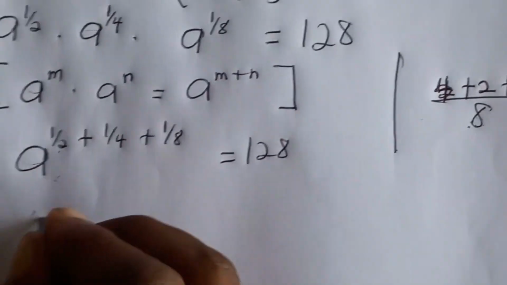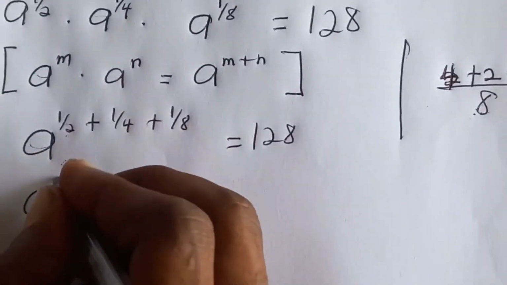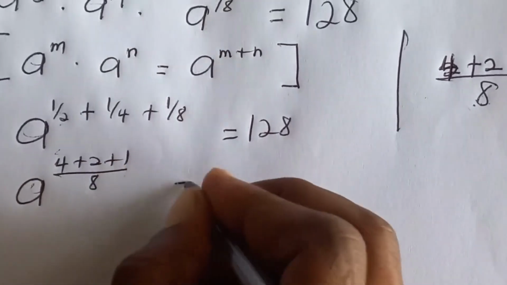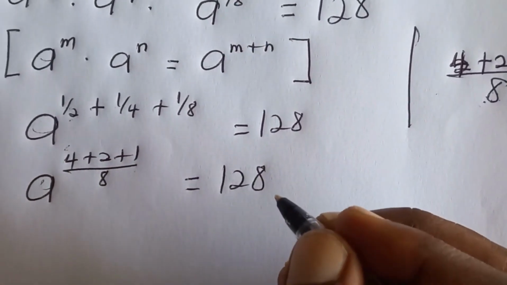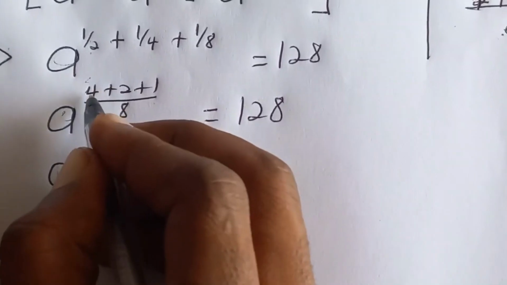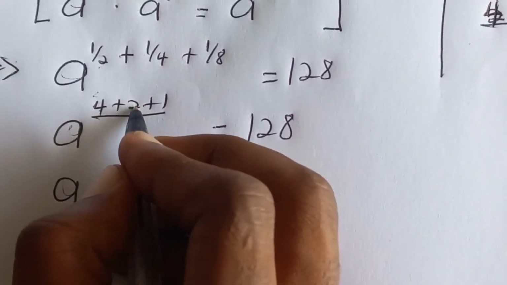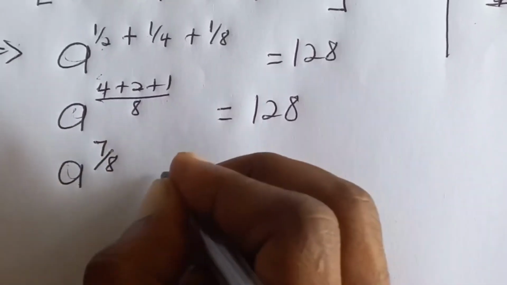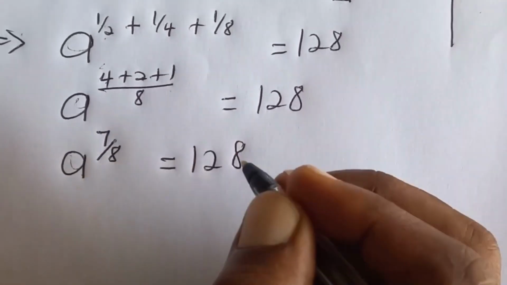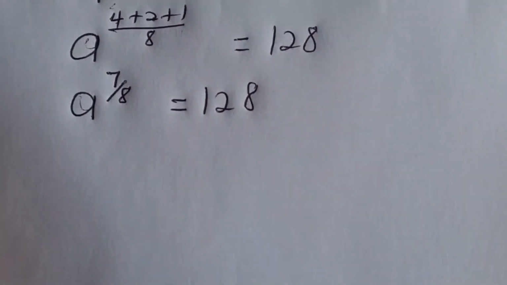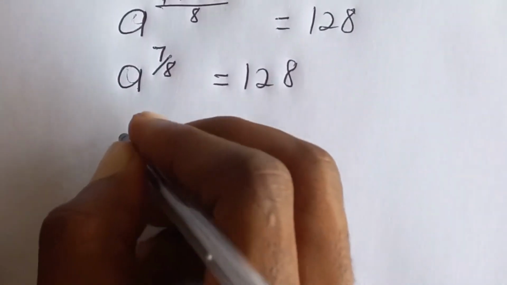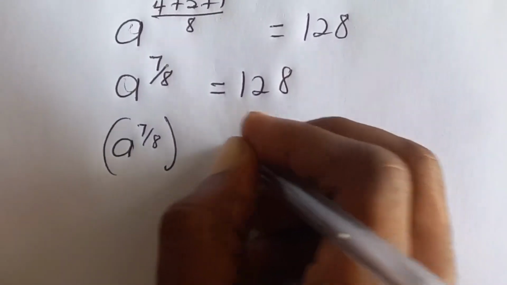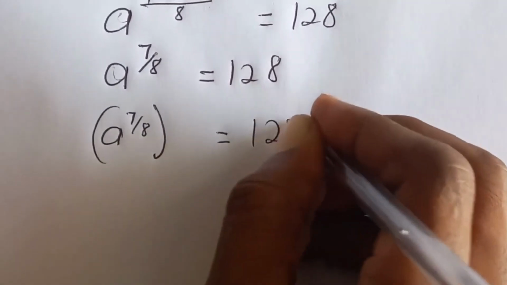So it means that we are going to get a exponent 4 plus 2 plus 1 all on 8, which is equal to 128. Okay, so now 4 plus 2 is 6, plus 1 is 7. So we are getting a exponent 7 on 8, which is equal to 128. Okay, now we can say that a to the power 7 on 8 is equal to 128.